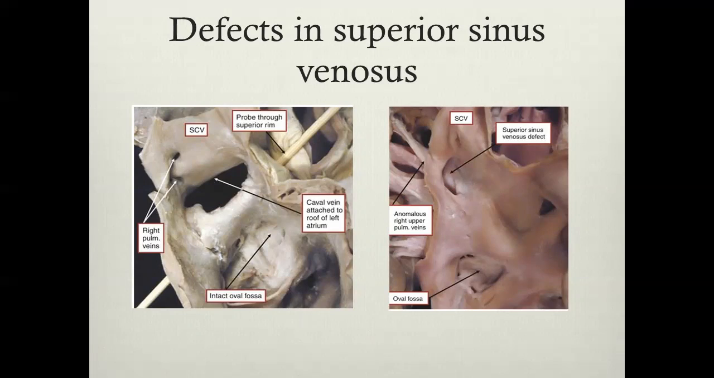The depth perception is hard here, but you can see that there's an SVC that's been opened. It's coming down. What's it coming down to? It's coming down to the atrium, to the top of the atrial septum. From behind, we have pulmonary veins.